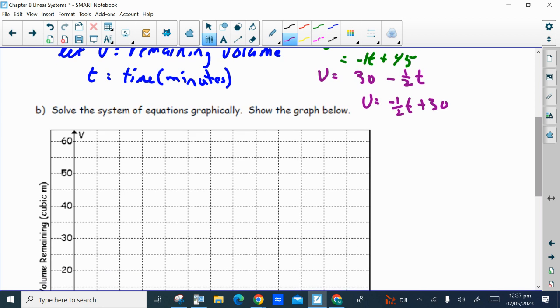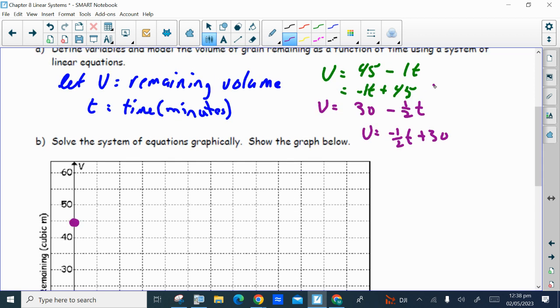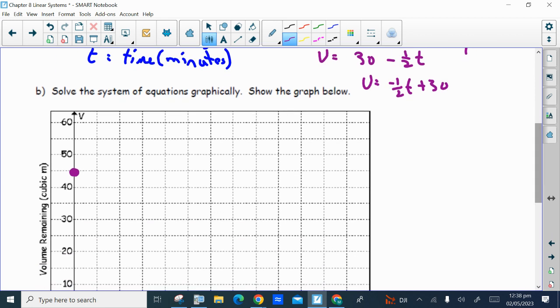So the first line, negative 1T plus 45, has a y-intercept of plus 45, right? That's where the graph starts, at the point (0, 45). Now our slope is negative 1. M is negative 1, which would be negative 1 over 1. But looking at the graph that we have, it's going to be really hard to guess where going down 1 and over 1 will take us. So we're not going to use down 1 and over 1.